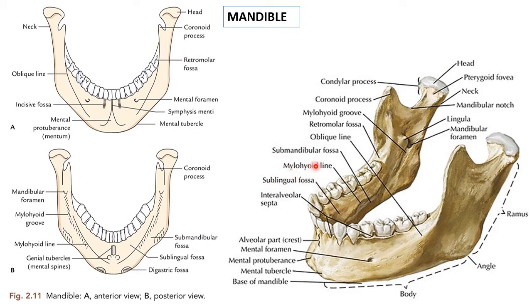This is the mylohyoid line. Above the anterior part of the mylohyoid line is the sublingual fossa, which lodges the sublingual gland. This is the mylohyoid line, and below the posterior part of the mylohyoid line is the submandibular fossa, which lodges the submandibular gland. And below the posterior part of the mylohyoid line, this is the mylohyoid groove, through which run the mylohyoid nerves and vessels.